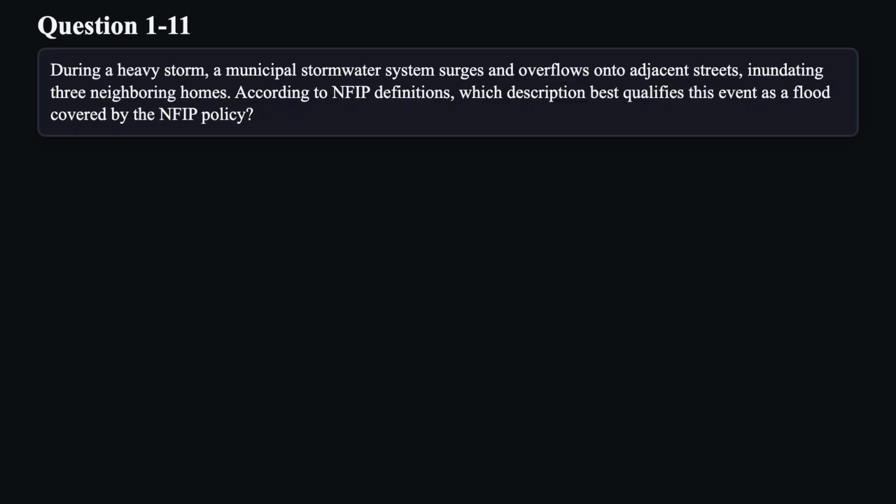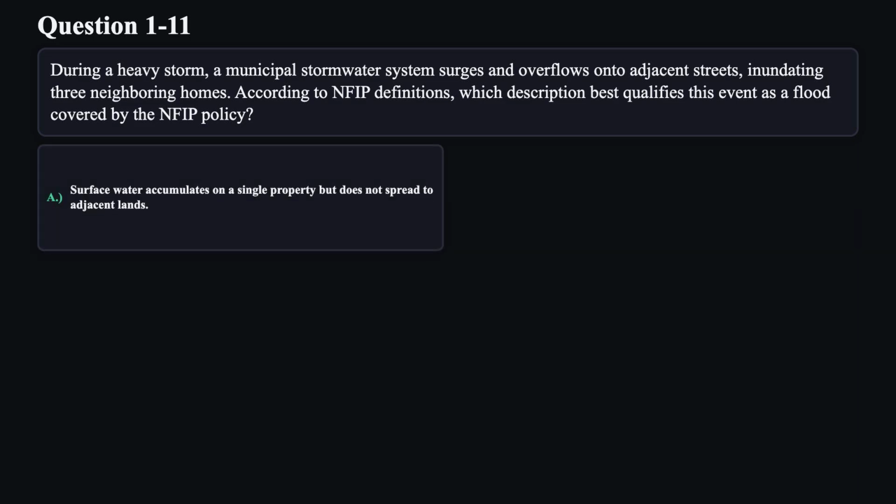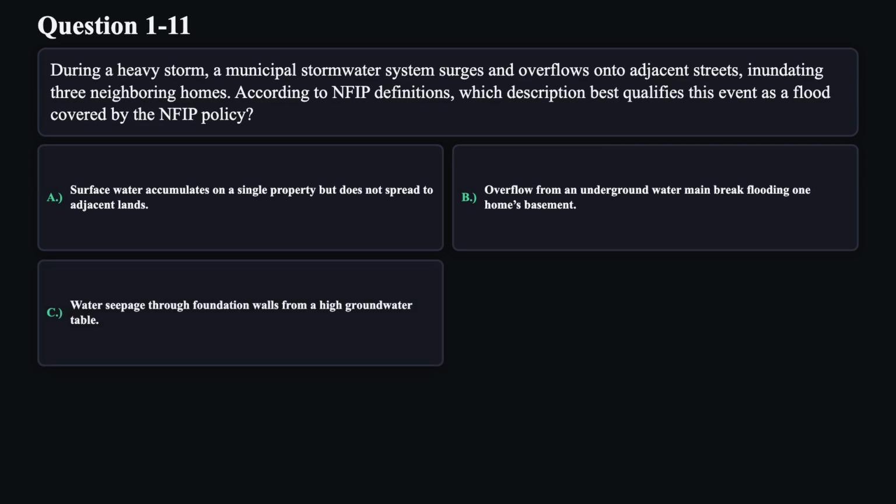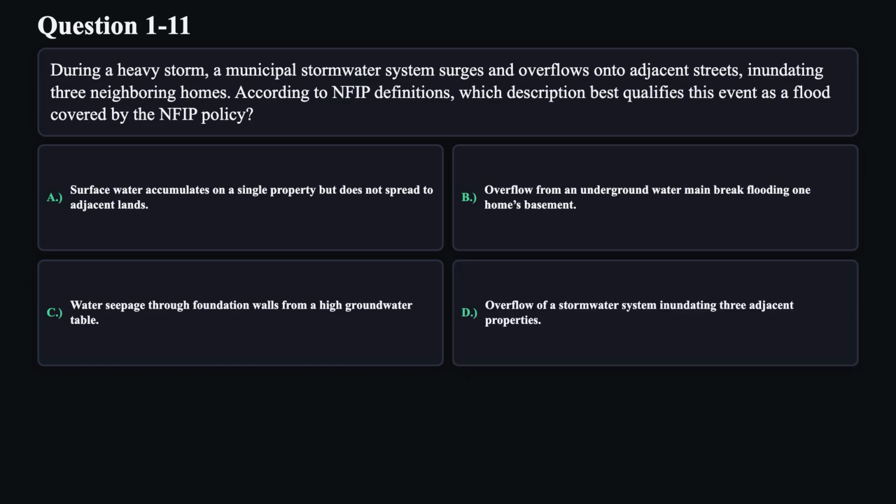Question 11. During a heavy storm, a municipal stormwater system surges and overflows onto adjacent streets, inundating 3 neighboring homes. According to NFIP definitions, which description best qualifies this event as a flood covered by the NFIP policy? A. Surface water accumulates on a single property but does not spread to adjacent lands. B. Overflow from an underground water main break, flooding one home's basement. C. Water seepage through foundation walls from a high groundwater table. D. Overflow of a stormwater system inundating 3 adjacent properties.